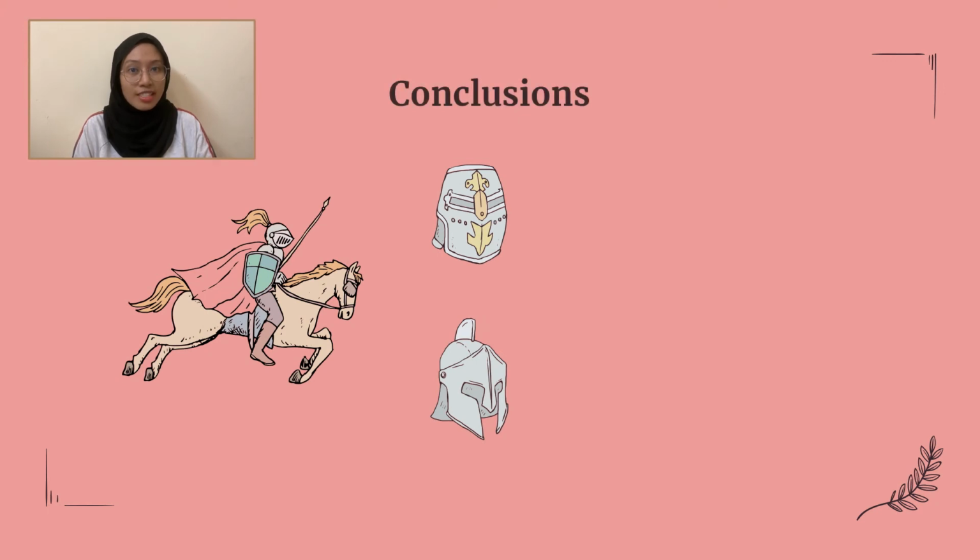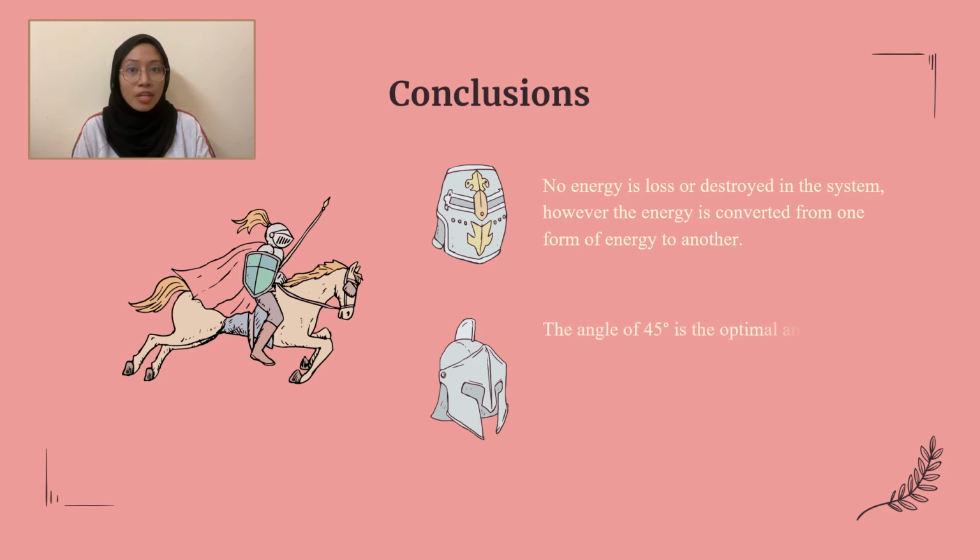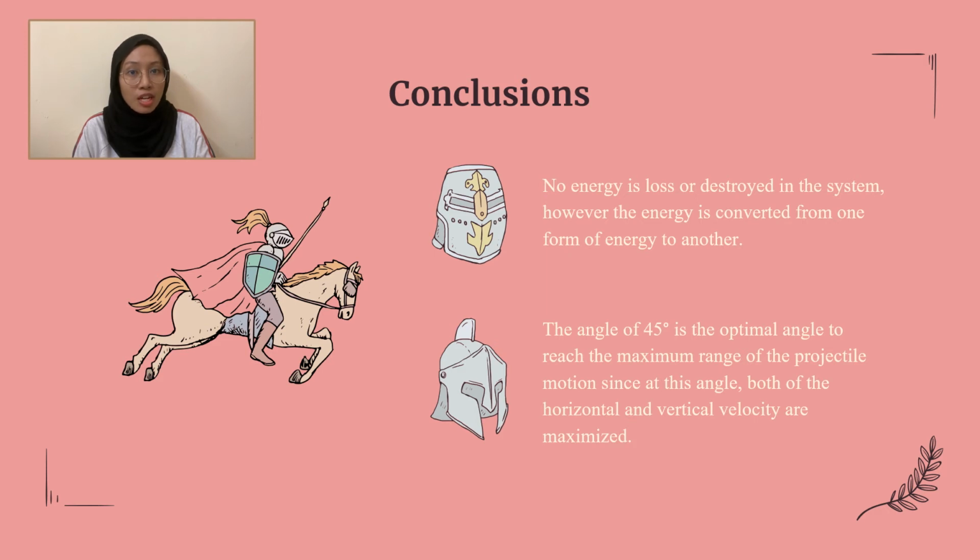As a conclusion, we can say that there is no energy lost or destroyed in the catapult system. However, the energy is converted from one form of energy to another. From this study, we can also conclude that the angle of 45 degrees is the optimal angle to reach the maximum range of the projectile motion. This is because at this angle, both the horizontal and vertical velocity of the object are maximized.